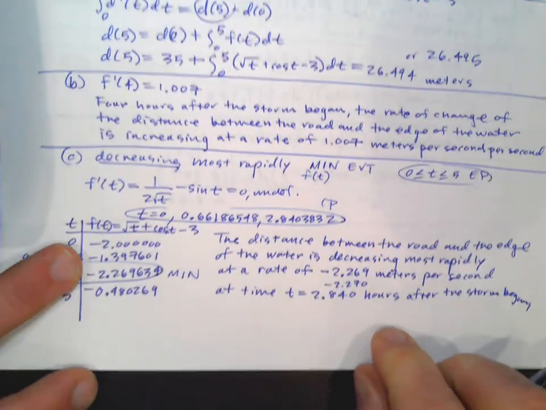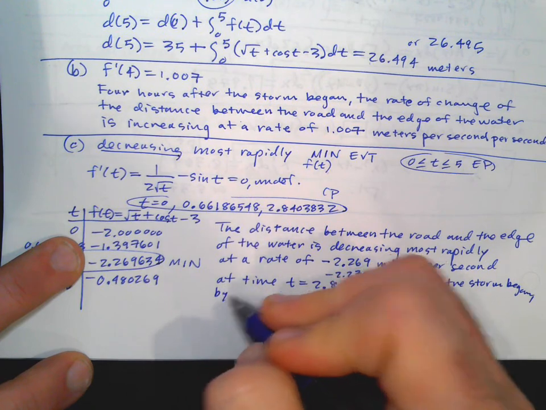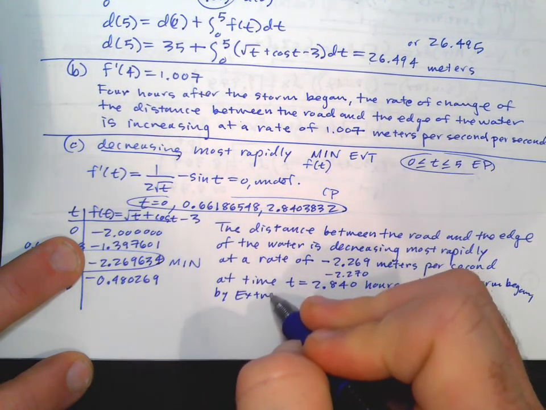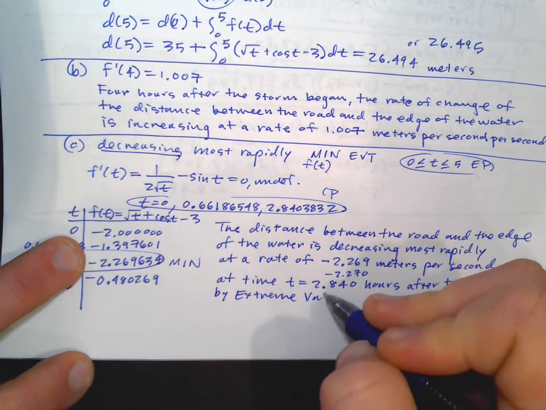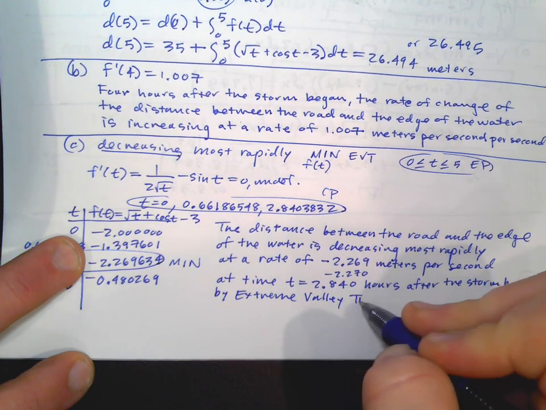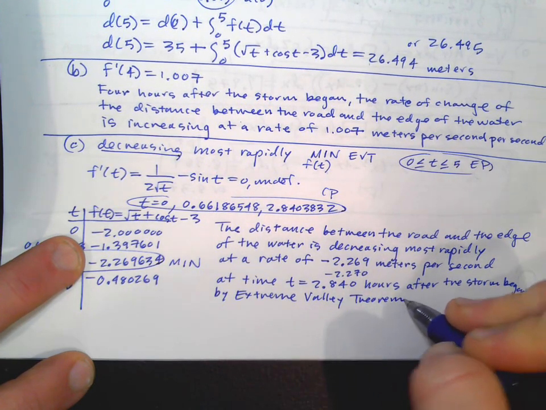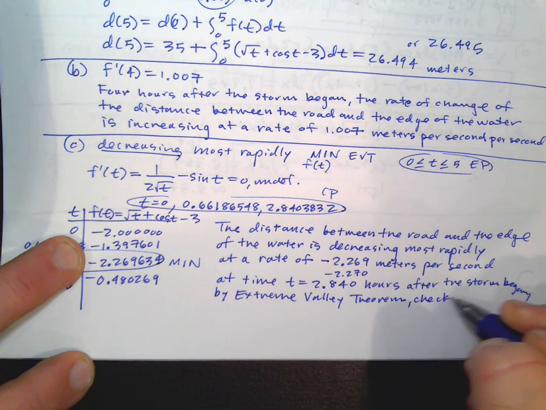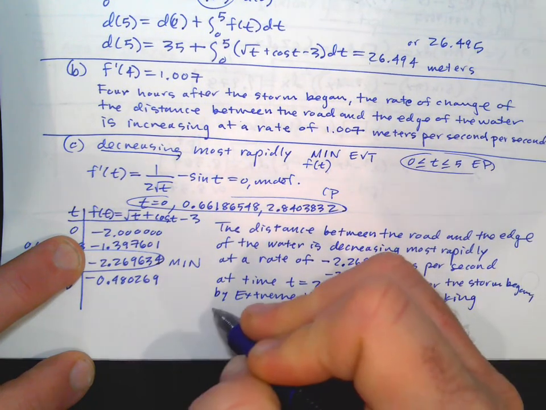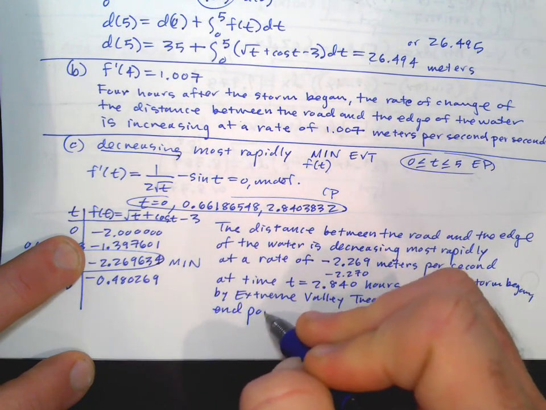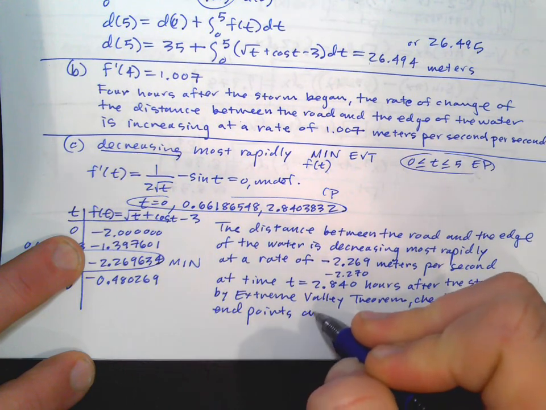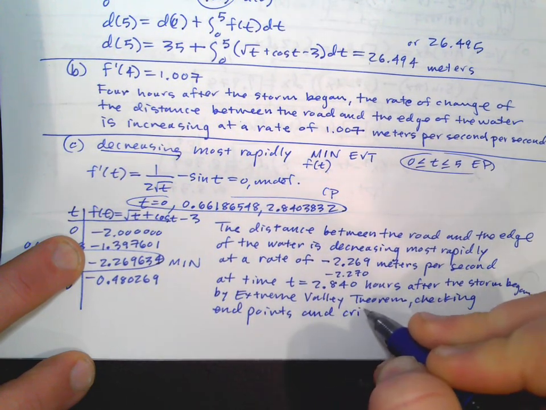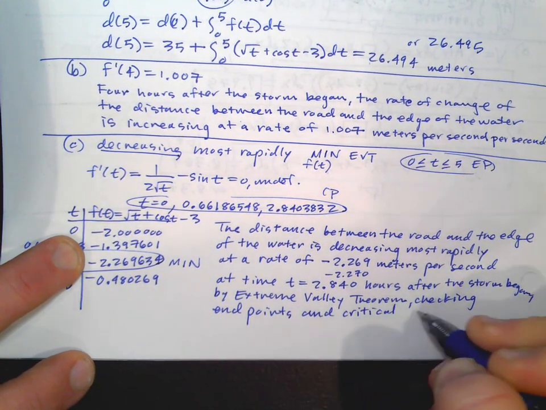Okay, now what's your justification? By extreme value theorem, checking endpoints and critical points. That's an answer.